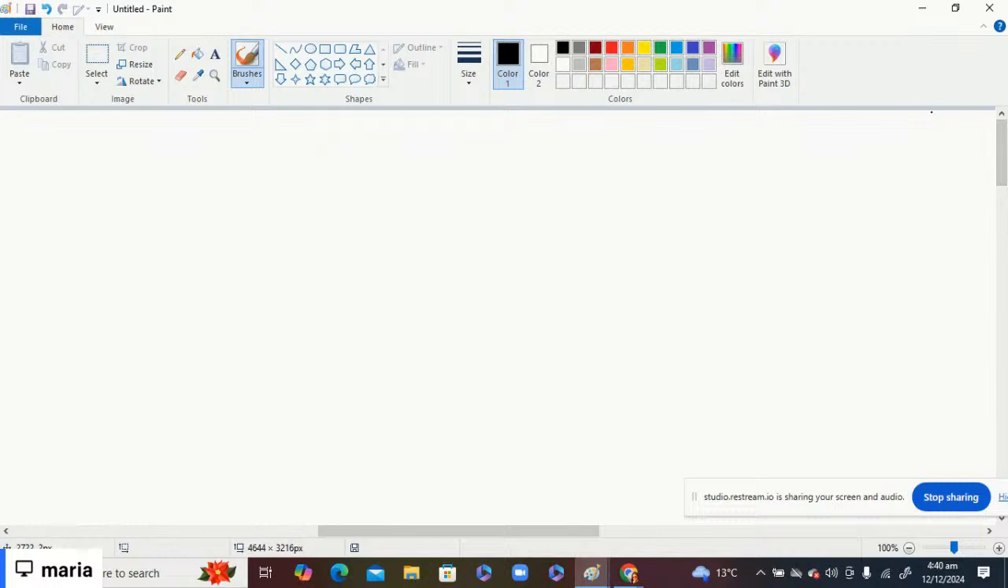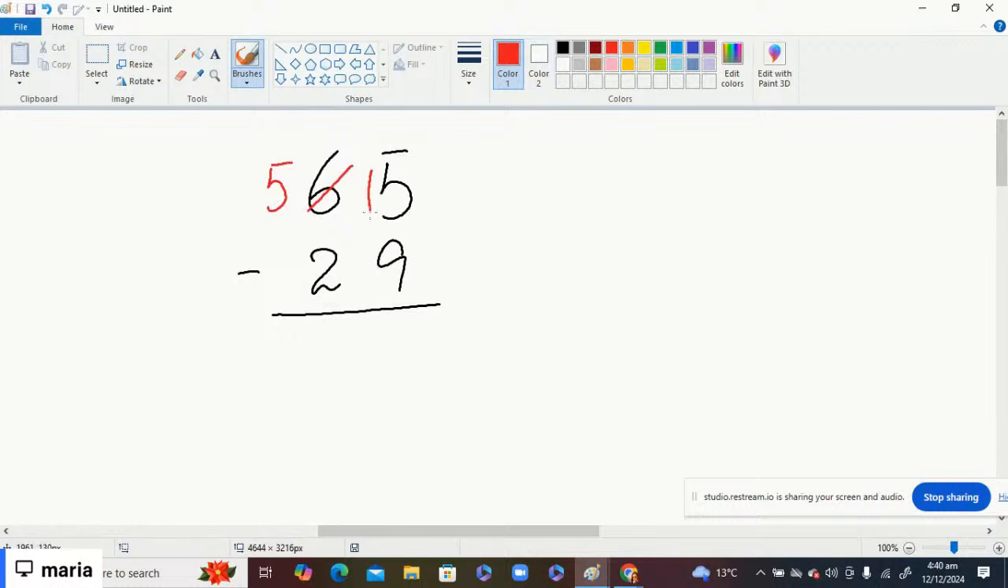So I am going to draw a question here. 65 minus 29. So 5 out of 9 is possible? No. So what do we do for that? We are going to borrow from the 6. 6 becomes 5 and 5 becomes 15. Okay. Now draw the 15 lines.